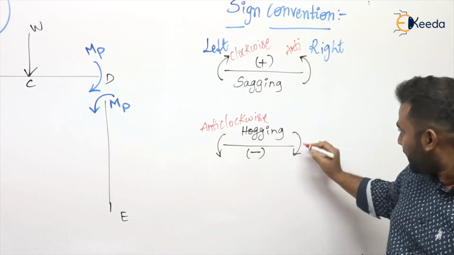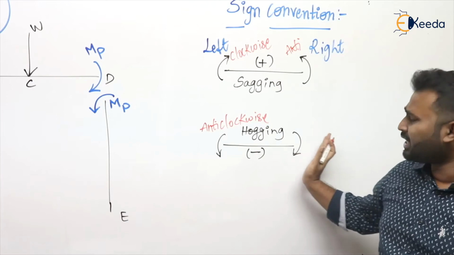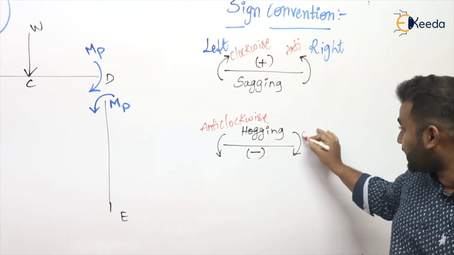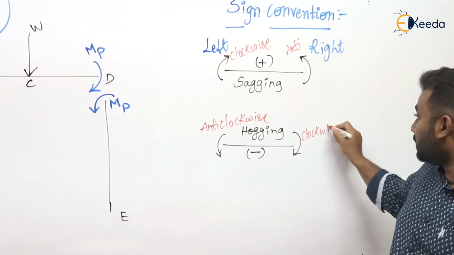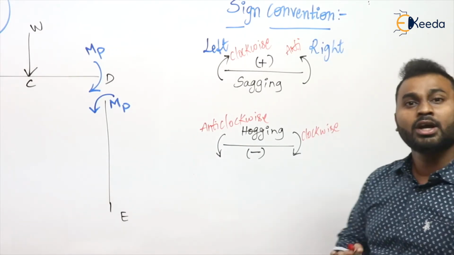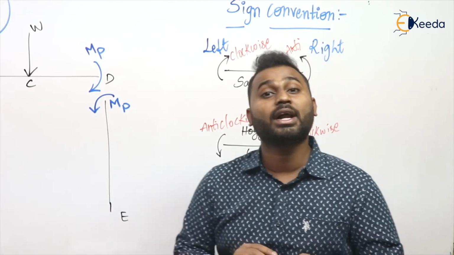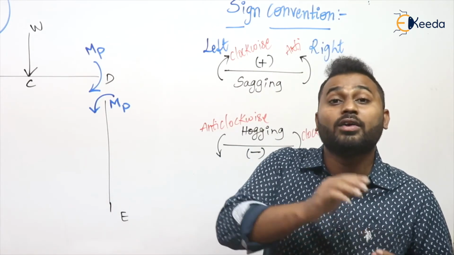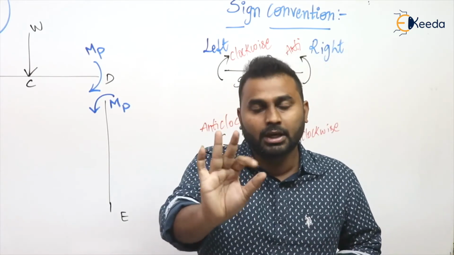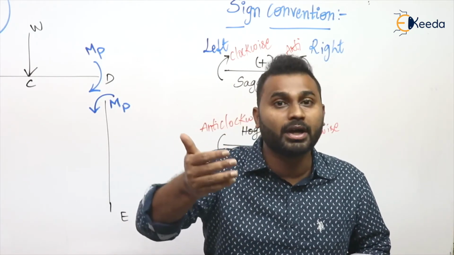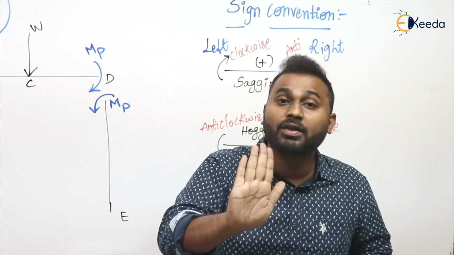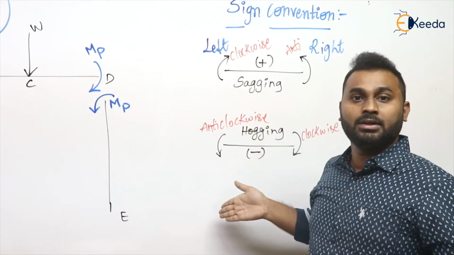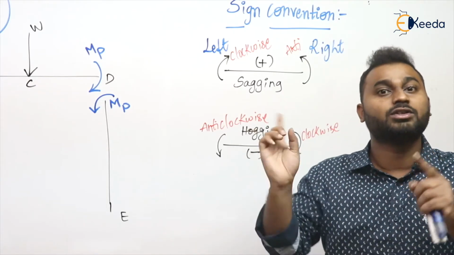In the same way, in this case, if we consider from the right, then here it is clockwise, right? But it is negative. That is why you should not remember clockwise as positive or anti-clockwise as negative. That is a sign convention to be followed when dealing with end moments. But whenever we are dealing with bending moment, we have to decide the sign of the moment by this procedure. If it is sagging, positive. If it is hogging, negative.